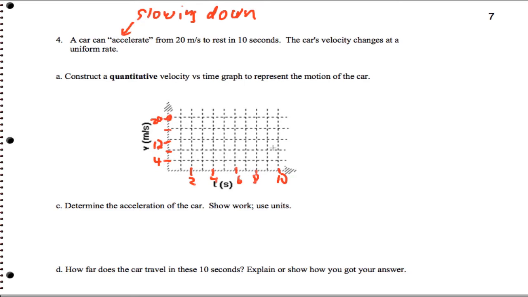So we start at 20. We end up at 0. And what we need to do is just draw a line that connects that, like that. I do this with a ruler on the exam. Now we want to get the acceleration of the car.